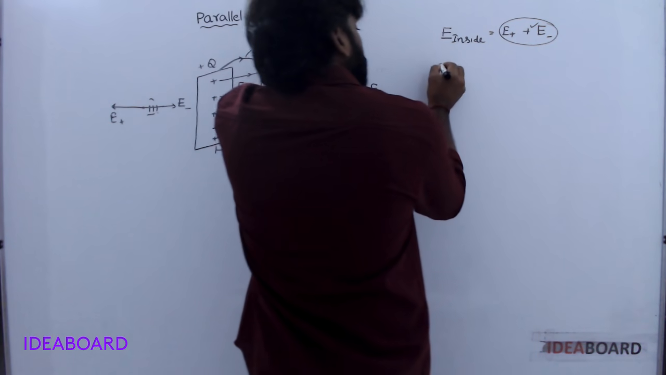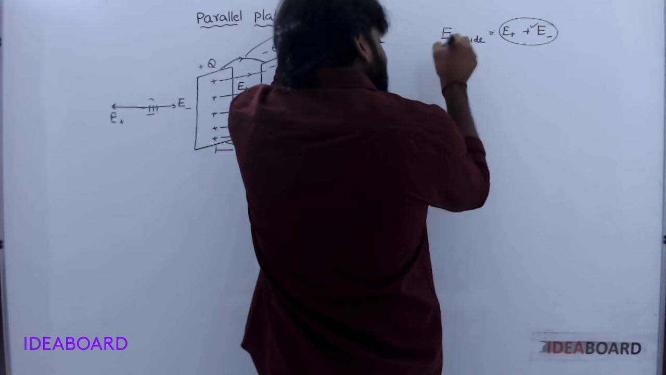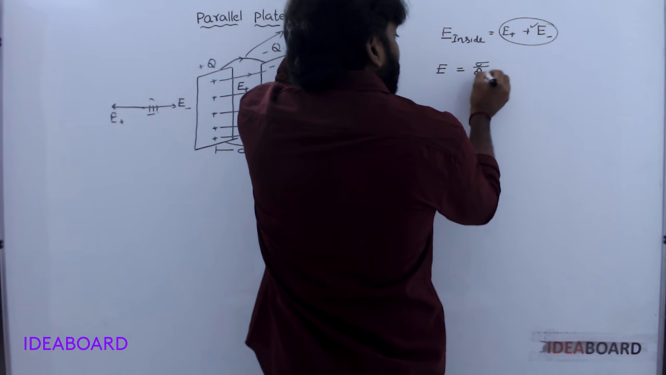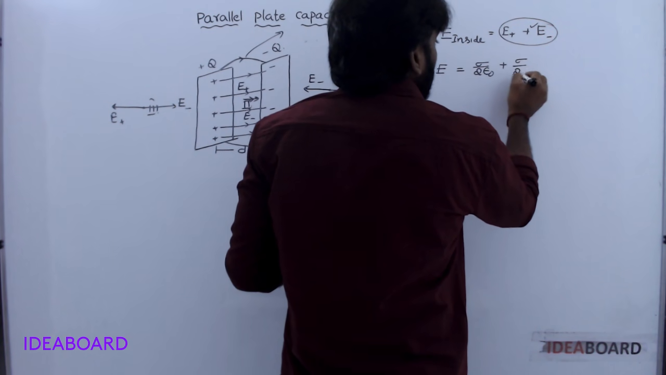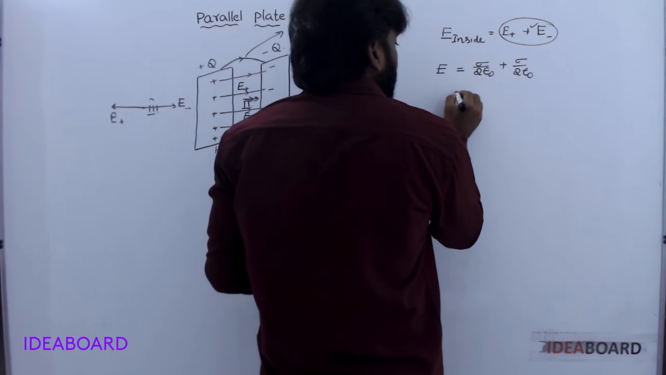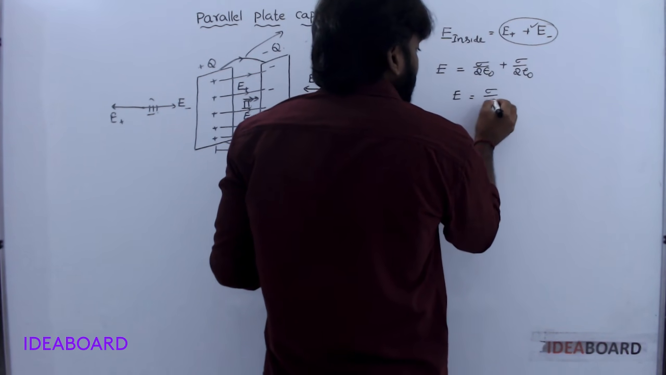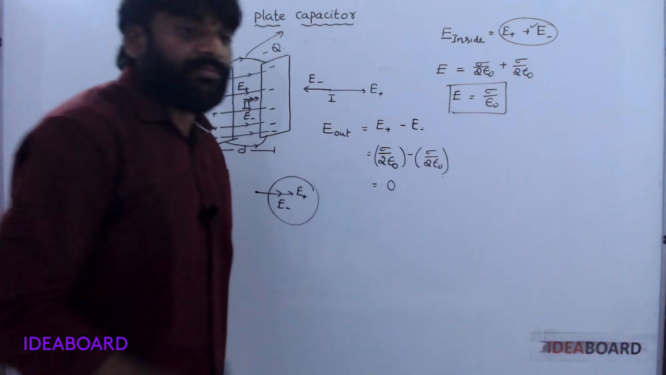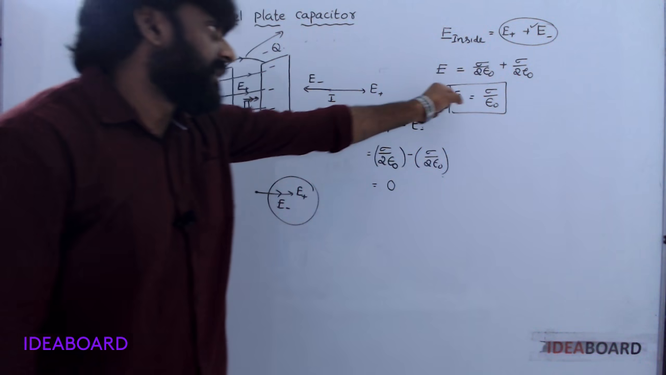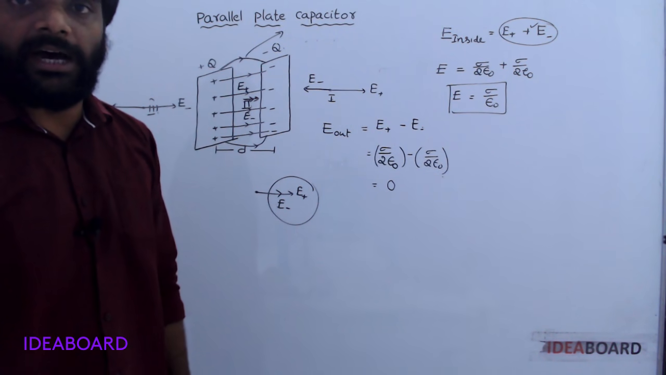So the net field intensity inside is sigma by 2 epsilon naught due to the positive plate plus sigma by 2 epsilon naught due to the negative plate. The total field intensity is equal to sigma by epsilon naught. Understood?